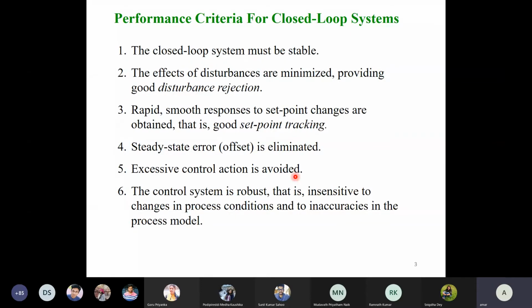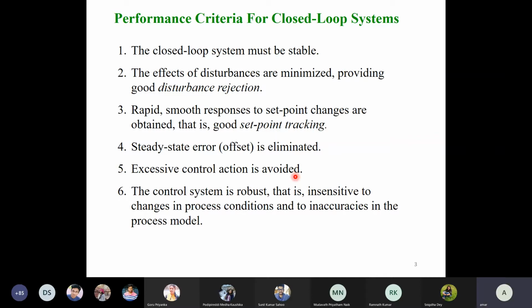And the control system should be robust. Robust basically means that it should be insensitive to changes in process conditions and inaccuracies in the process model, which means most of the control systems we design are based on a certain process model, maybe a first order with dead time model, maybe a second order with dead time model. So we estimate a process model, and from that process model we design the control system. But if there are inaccuracies in the process model, in the gain, in the time constant, and so on, the control should still be robust enough to take care of those inaccuracies.